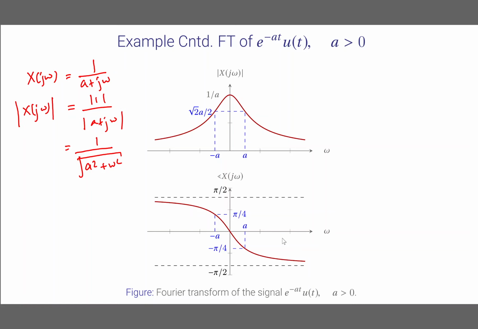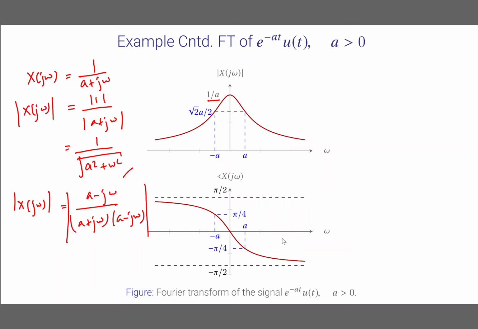Therefore you can see when ω is equal to 0, it's 1 over a. When ω is equal to a or minus a, it's the square root of 2 over 2a. Also, we can obtain the magnitude if we like by multiplying the denominator and the numerator by the complex conjugate a minus jω. So a plus jω and a minus jω. Then again you can obtain the magnitude of this. You get the same answer.